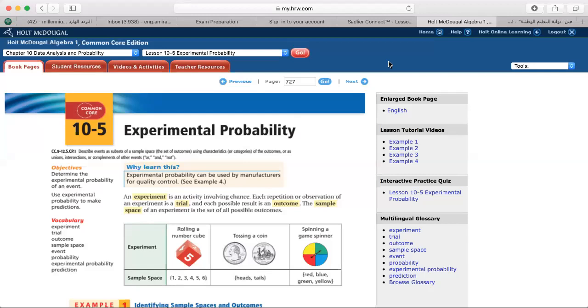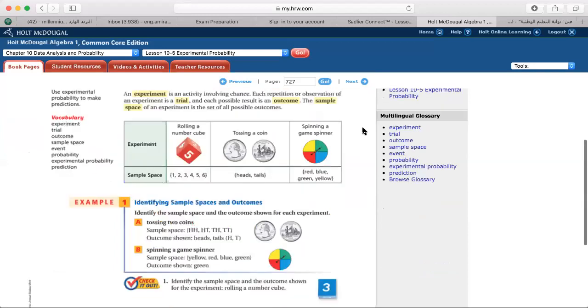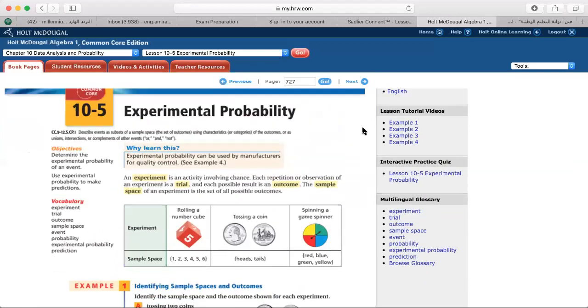Today we have a new lesson, chapter 10, lesson 5 in Algebra 1, experimental probability. All of you, please open your books on page 727. Our lesson is called experimental probability. Our objectives are to determine the experimental probability of an event and to use experimental probability to make predictions. We have many vocabulary words that we're going to learn this lesson.